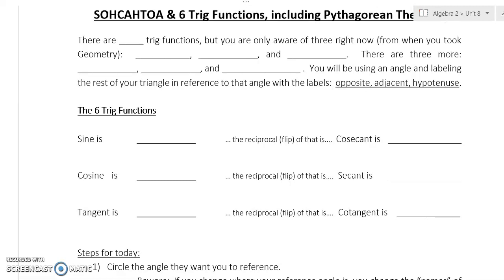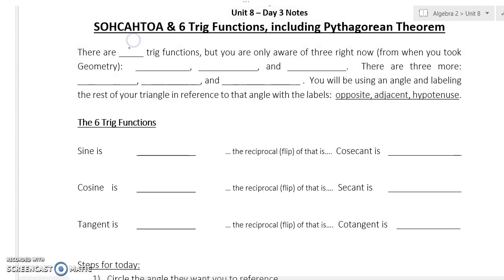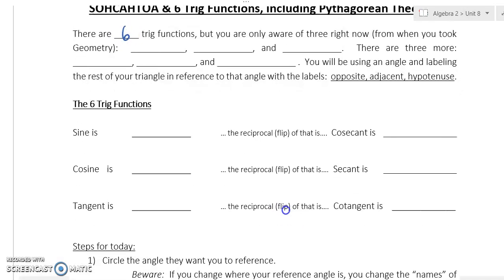Hello everybody! In today's lesson we're going to be talking about SOHCAHTOA and the 6 trig functions, including how to use Pythagorean's theorem to find some of these. Alright, let's get started. So there are 6 trig functions that we're going to be talking about.